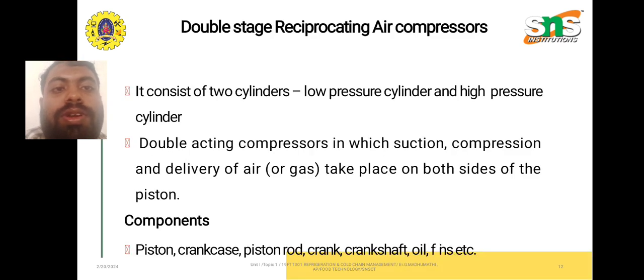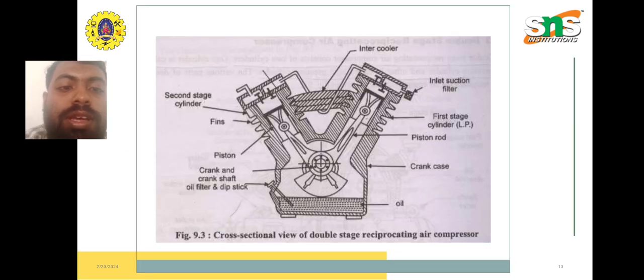Now we are going to see double stage reciprocating air compressors. It consists of two cylinders, a low pressure cylinder and a high pressure cylinder. They are double acting compressors, in which suction, compression and delivery of air or gas take place on both sides of the piston. The components are piston, crankcase, piston rod, crankshaft, oil, fins, etc. This is the cross-sectional view of a double-stage reciprocating air compressor.